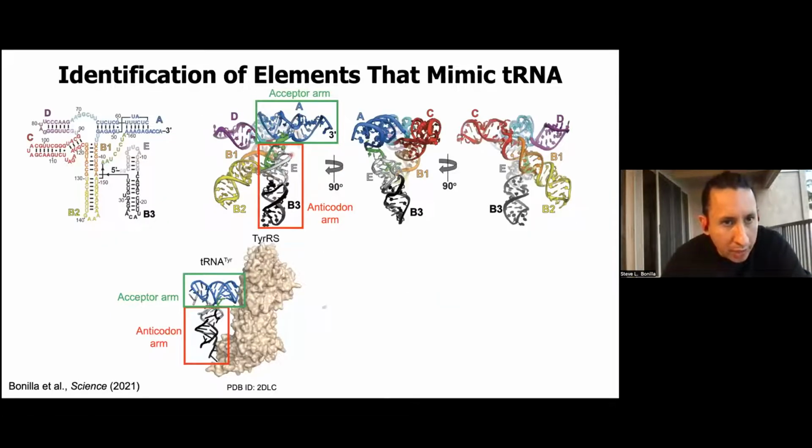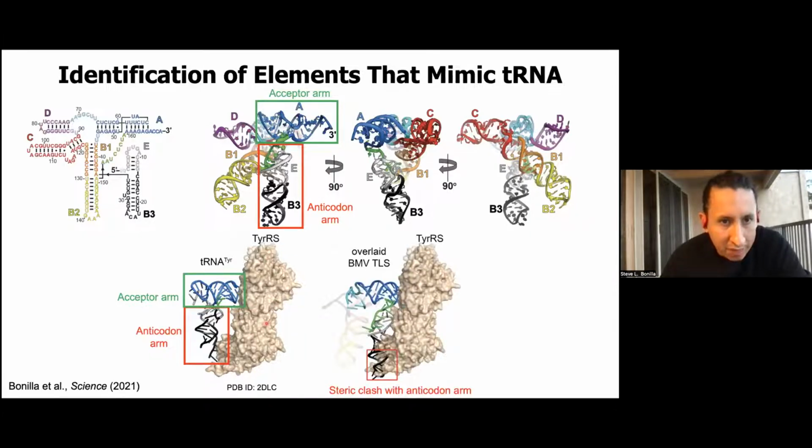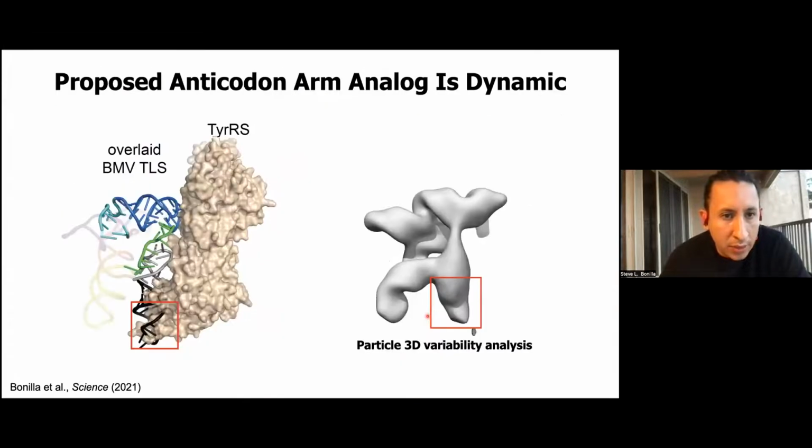However, when we modeled how this RNA would interact with the synthetase, we found that in its current conformation, the RNA wouldn't fit the binding site of tRNA. There would be a big clash with the protein. That suggested to us that perhaps the RNA was not pre-organized for this interaction, and that it may need to undergo conformational changes. Consistent with that model, we did a 3D variability analysis in CryoSPARC, which gives you some sense of flexible regions or relative dynamics. That analysis was consistent with this anticodon arm analog being relatively flexible, opening the possibility that it could rearrange to accommodate those interactions and avoid the steric clash.